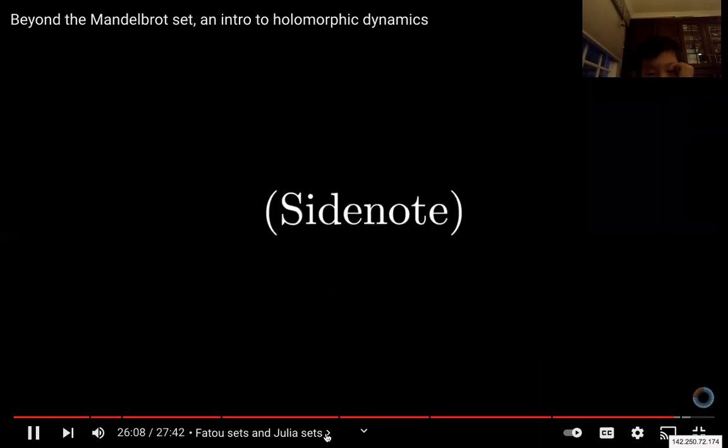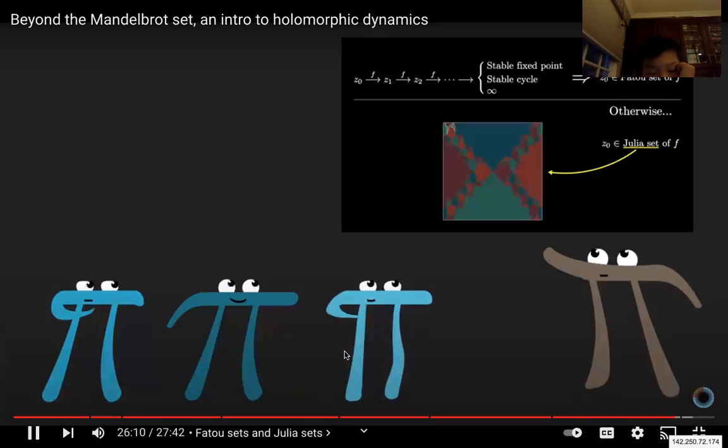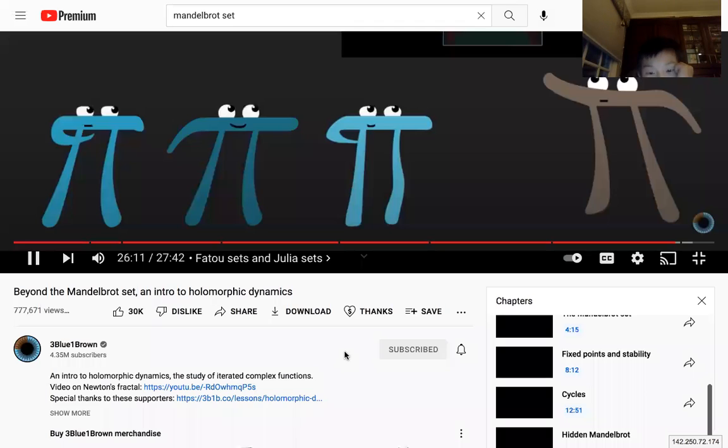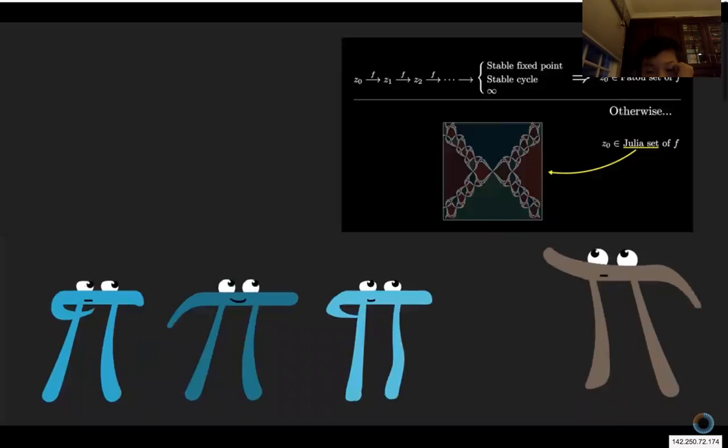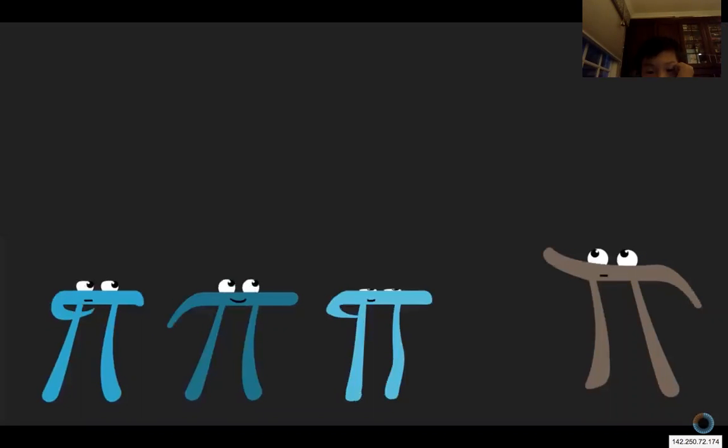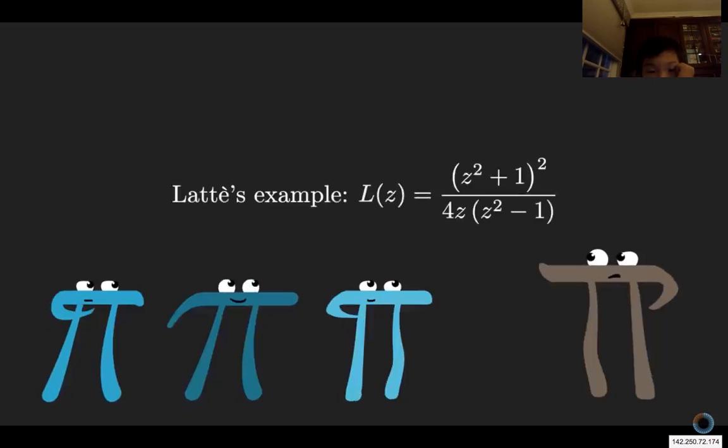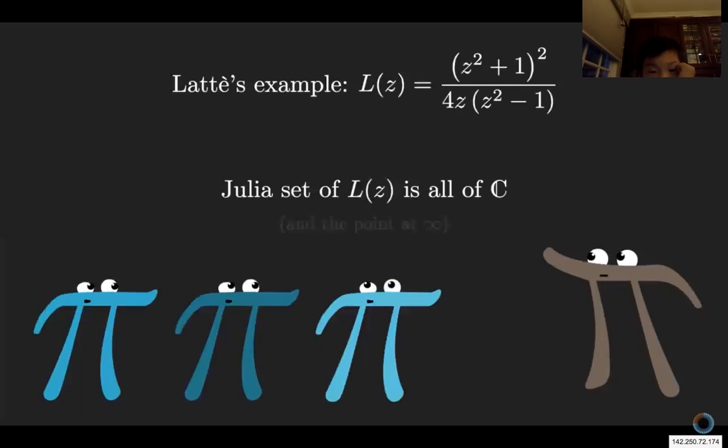I should also say, as a brief side note, that even though the pictures we've seen so far have a Julia set which has an area of zero, it's kind of the boundary between these regions, there are examples where the Julia set is the entire plane. Everything behaves chaotically, which is kind of wild.